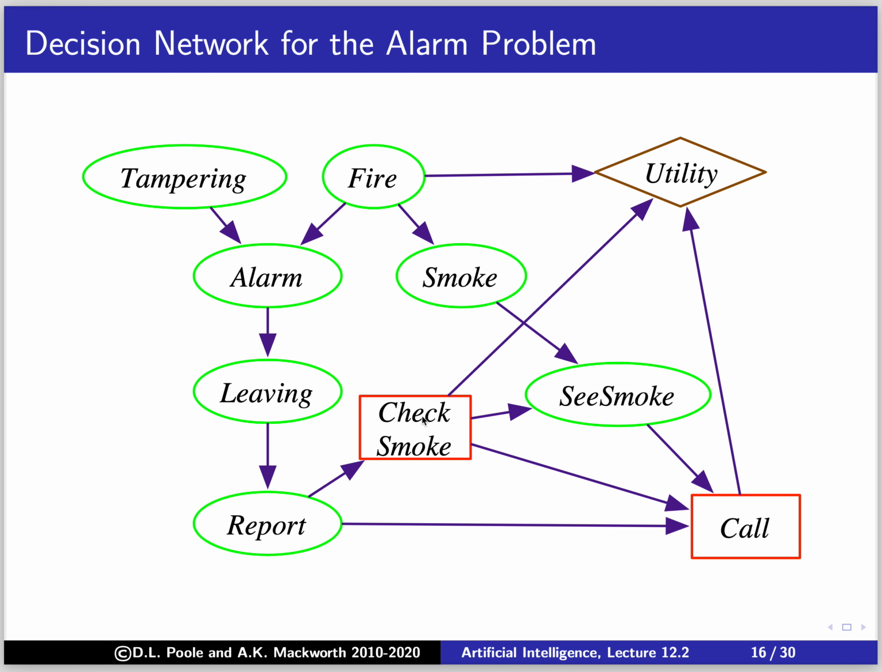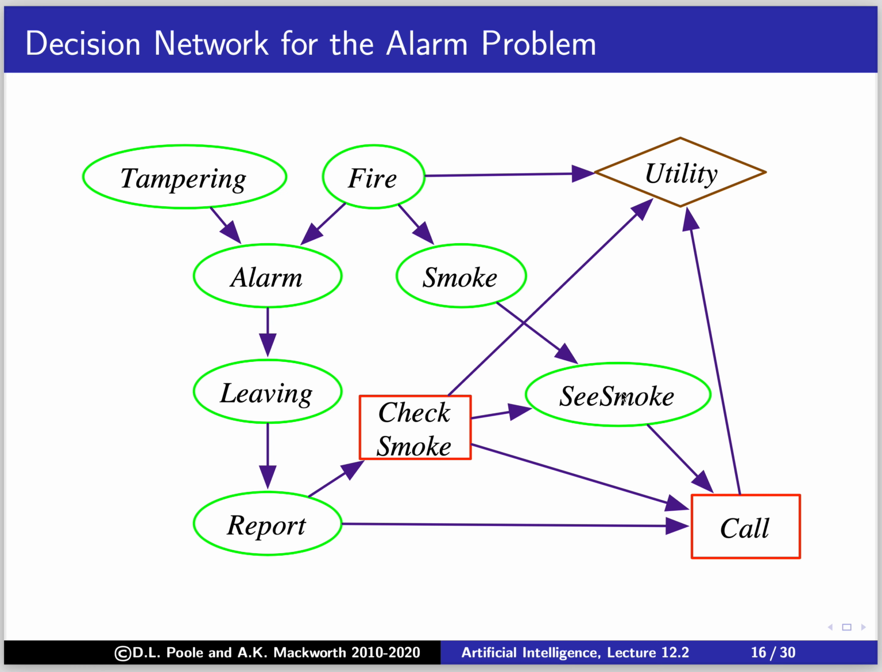And now we have a variable called check smoke. So we get to choose whether we check the smoke depending on the report. That's what this says. The agent gets to choose whether it checks smoke, and the only information available to it is the report.